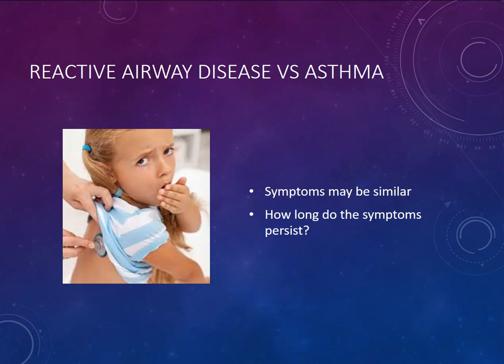Let's talk about reactive airway disease versus asthma. Patients with reactive airway symptoms may develop some of the same signs and symptoms as asthma after exposure to irritants, including the reversible bronchospasm. The question is, how long do the symptoms persist? If the symptoms persist greater than 6 months, then you would consider it asthma. Reactive airway disease is a more short-term thing.